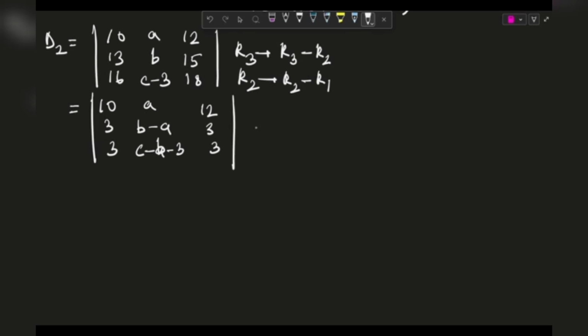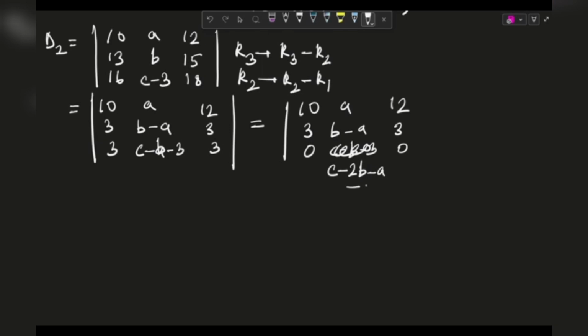Now again, we can write this as 10, 3, 0, A, B minus A, C minus B minus 3, 12, 3, 0. Okay guys, there was a small mistake here. This was C minus 2B minus A minus 3, because we basically did R3 as R3 minus R2. So this is C minus B minus A, and this is plus A minus 3.